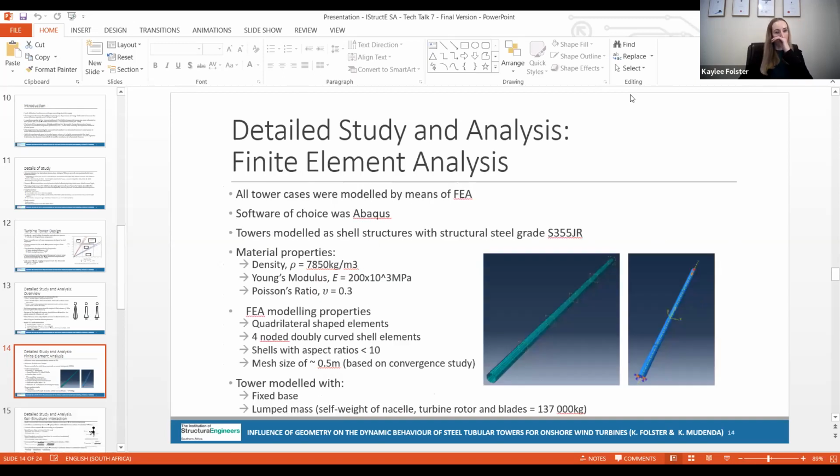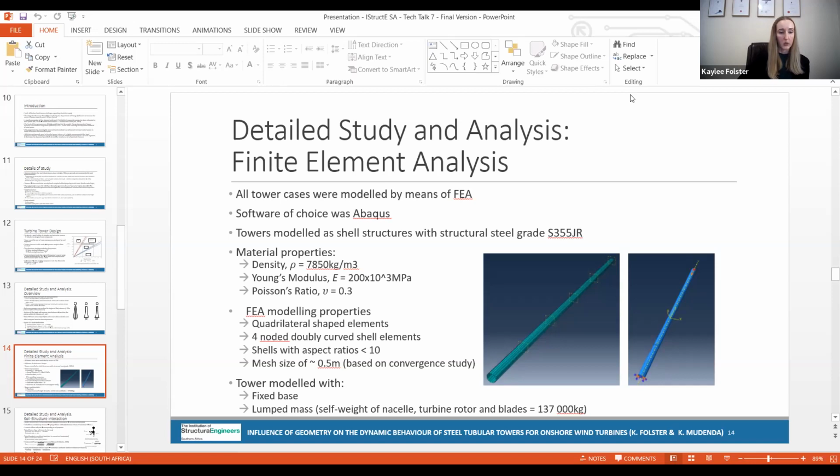Okay. So then the first serious analysis portion of the actual study involved a finite element analysis, and this was carried out in Abaqus. So the towers were modeled as shell structures, and we used the typical South African steel grade. All of the material properties were input into Abaqus, so things like the density, the Young's modulus of the steel, and then Poisson's ratio.